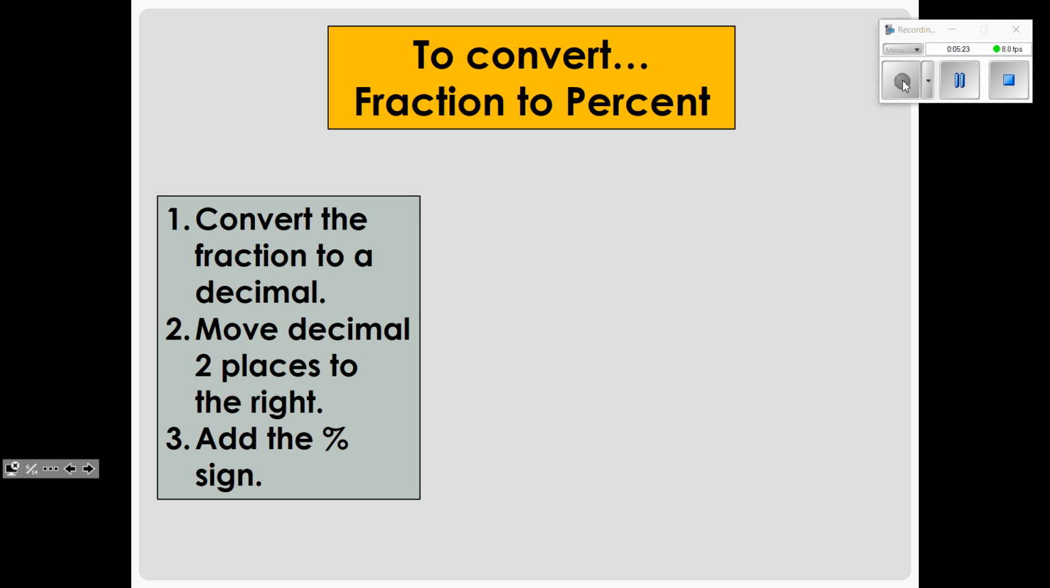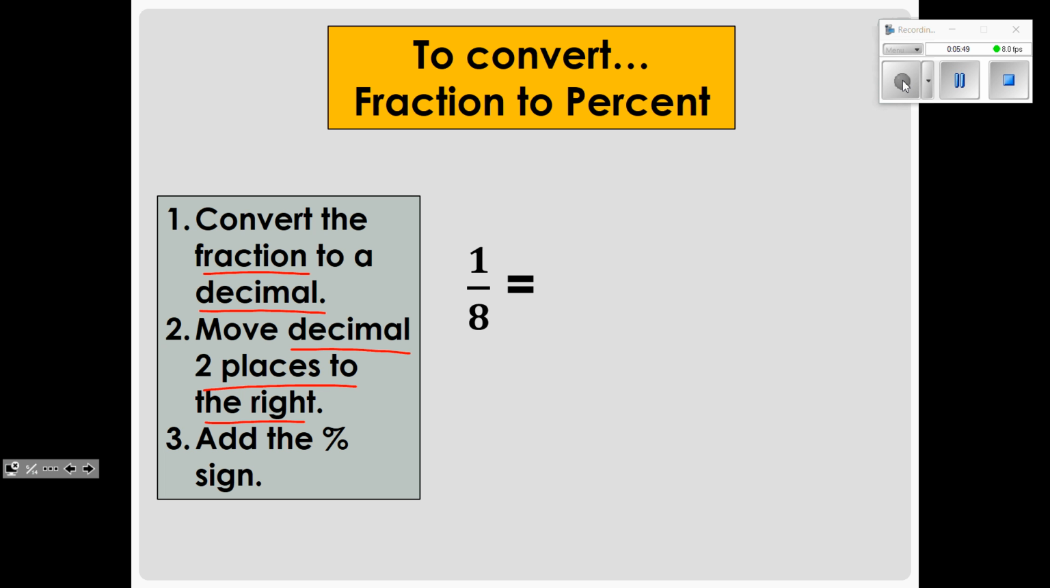How do we convert a fraction to a percent? Well, now we're going to take the steps that we just did and add them together. First, we have to convert the fraction to a decimal, which we've already talked about. Then we have to change the decimal into a percent by, again, multiplying by 100 or moving it 2 places to the right. So it's like the steps we've already talked about, but putting them all together.